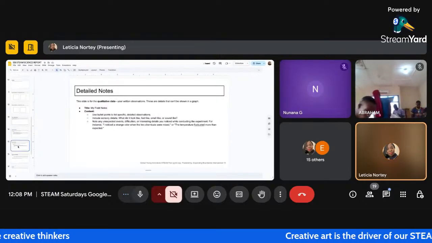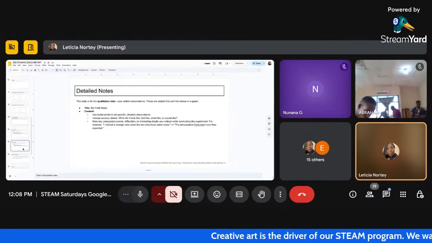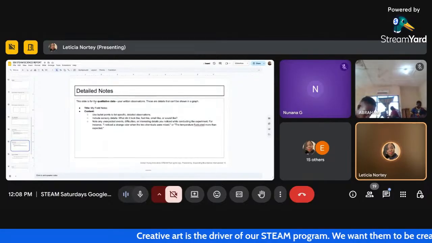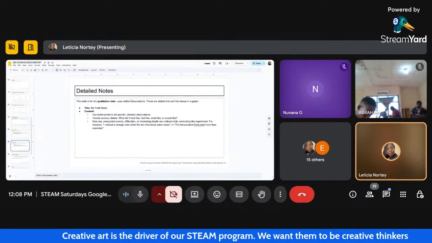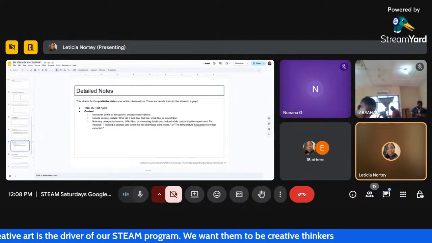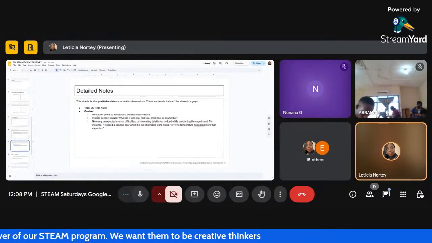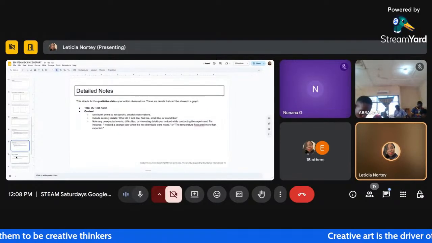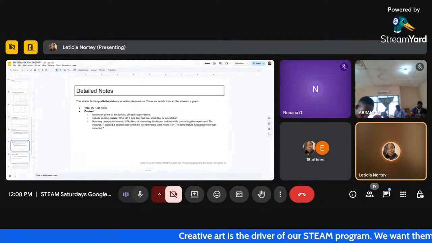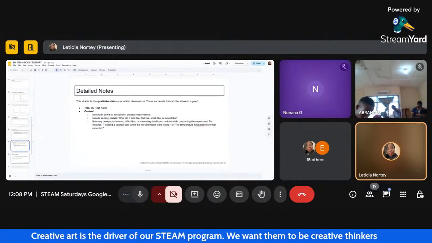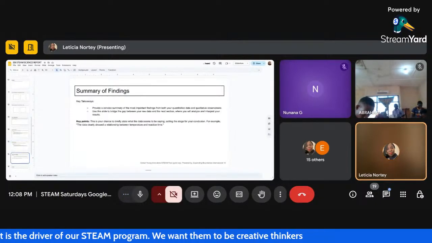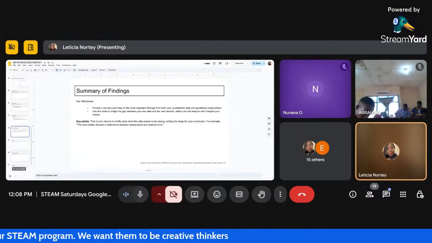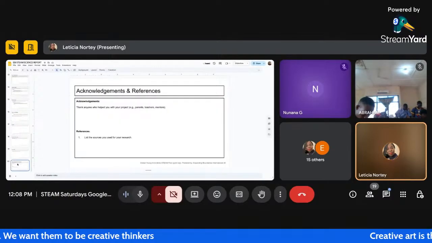And more detailed notes. This slide is for what? Quantitative data, your written observations. So all the notes that you have, use bullet points to add anything that you want so that whoever is reviewing your work will understand what was really going on. Remember, we are not there. So you are the reporter to tell us what happened, okay? And then a summary of findings and all that. So I hope this really helped.